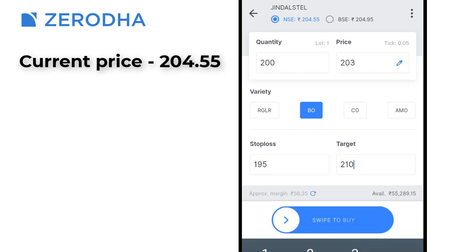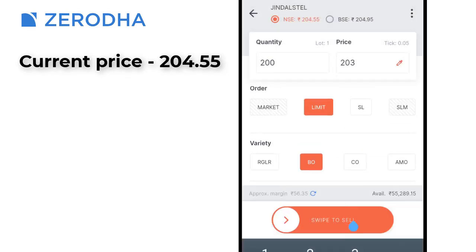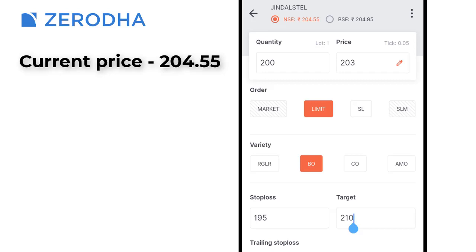When it comes to sell, let me shift this tab to sell. When it comes to sell, the limit order works the opposite way. In buy, we use it to buy below the current price, right? Now we use it to sell the stock above the current price.